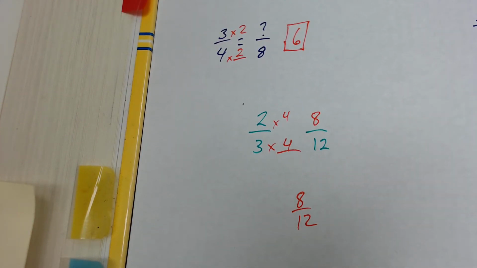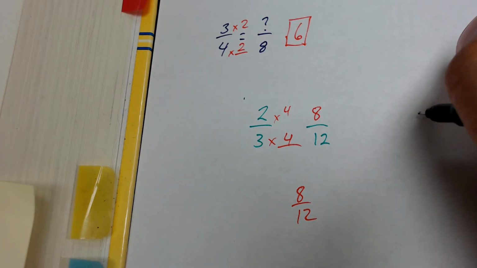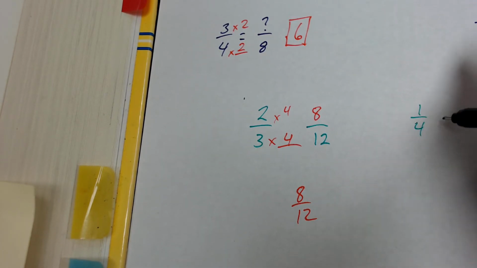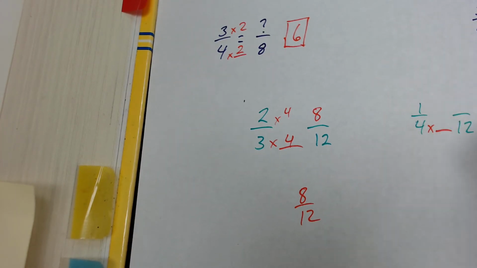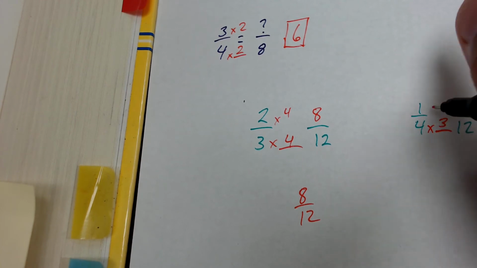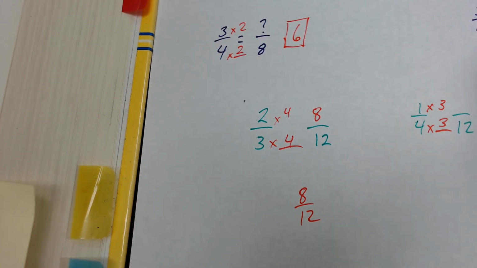Now what about 1/4? I still have to do this with the fraction 1/4. I take the fraction 1/4, and I know it's going to have a denominator of 12, but then I have to ask myself, 4 times what will equal 12? 4 times 3 equals 12. So then I take the numerator times 3 as well, which gives me a final fraction of 3/12.